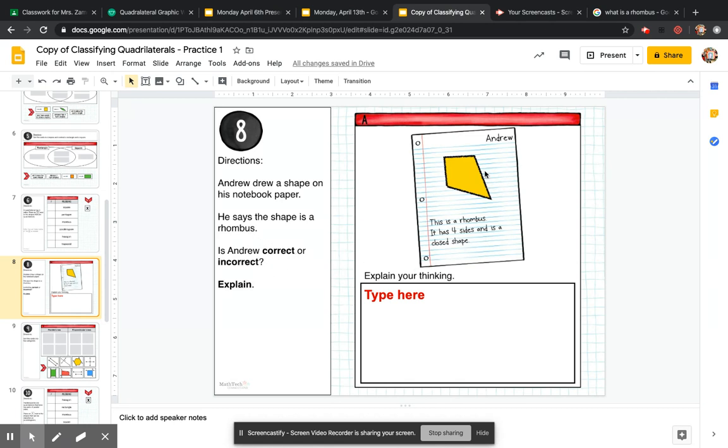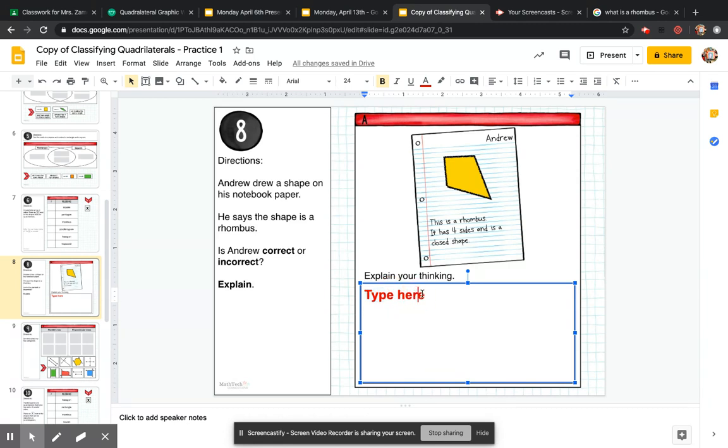So if I were you, and if you weren't sure, again, I would ask an adult if this is a rhombus, or I would ask Google what is a rhombus and decide if he is correct or not. You're going to type here to explain your thinking. You might say, yes, he is correct because, or he is incorrect because, and I want you guys to give me specific examples.